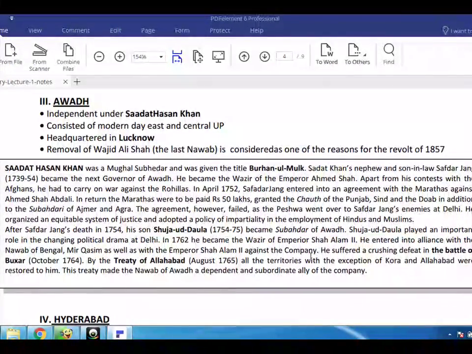He suffered a crushing defeat in the Battle of Buxar, October 1764. By the Treaty of Allahabad, August 1765, all the territories with the exception of Kora and Allahabad were restored to him. This treaty made the Nawab of Awadh a dependent and subordinate ally of the Company.